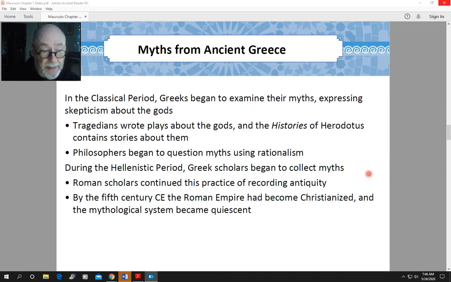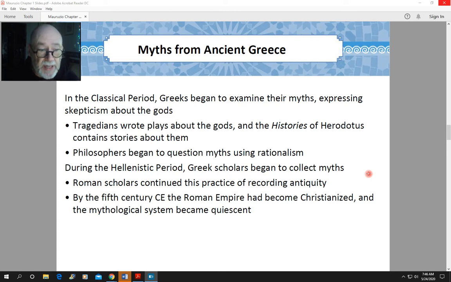In the classical period, so this is the period after about 330, Greeks began to examine their myths, expressing skepticism about the gods. So what happened? You get the beginnings of science, the beginnings of philosophy, and these are looking at myths, and they're trying to analyze them or determine what in fact they mean. Okay, so you get a sort of historicizing of myths where they take these fantastic stories and try to explain them.